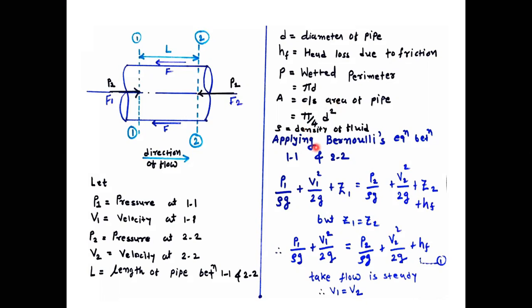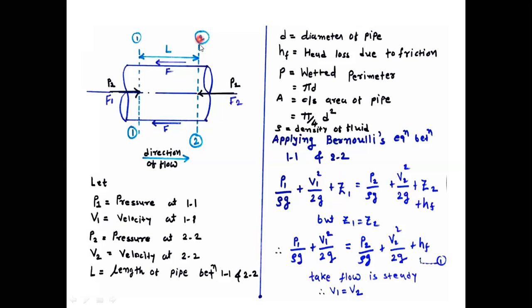Now let us apply Bernoulli's equation at cross-section 1-1 and at cross-section 2-2 with consideration of head loss. Suppose at cross-section 1-1 the total energy is pressure energy plus velocity energy plus potential energy. So it is P1 by rho g plus V1 square by 2g plus Z1. P1 by rho g is pressure head, V1 square by 2g is kinetic head, and Z1 is potential head.